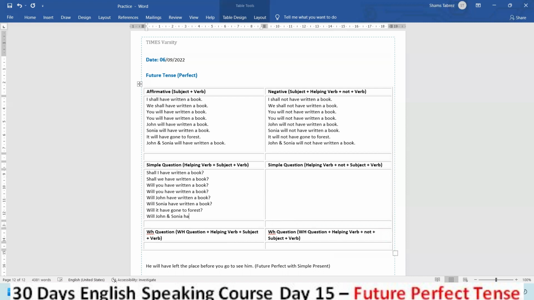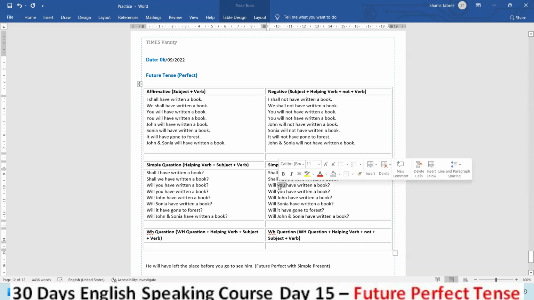Will John and Sonia have written a book? Please make negative simple questions. Just add not after the first helping verb. Shall not I have written a book? Shall not we have written a book?